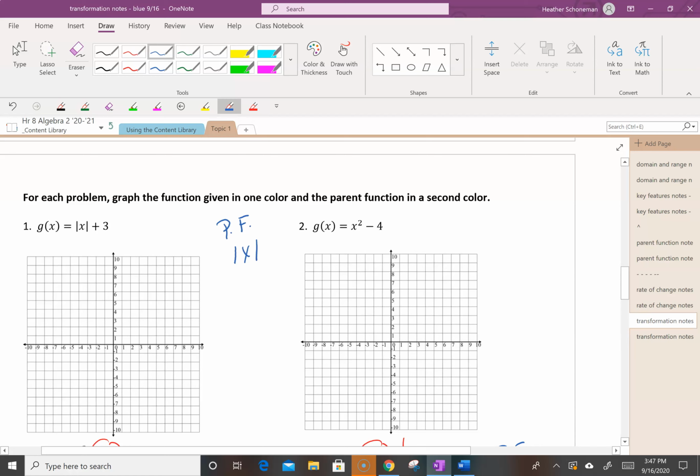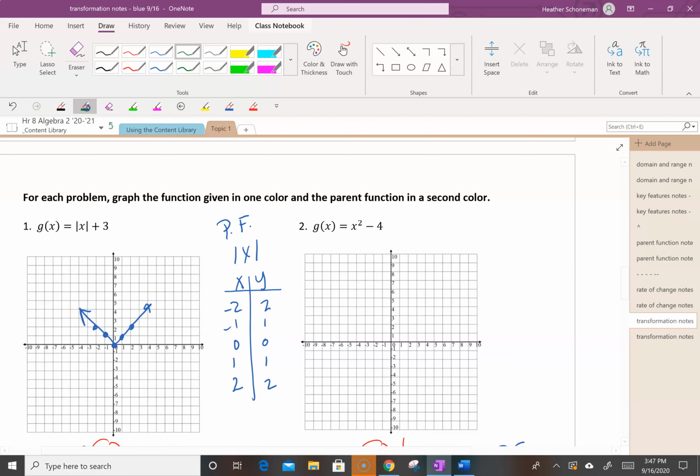Okay. If you know the points for the absolute value of x, you do not need to make a table. But in case you haven't memorized them yet, remember we always do -2, -1, 0, 1, and 2. And the absolute value of a number is always the positive, so this would be 2, 1, 0, 1, and 2. So the first step is to identify the parent function and then know what points you have to plot. Once you know those points, you can plot them on the graph, and this creates your parent function.